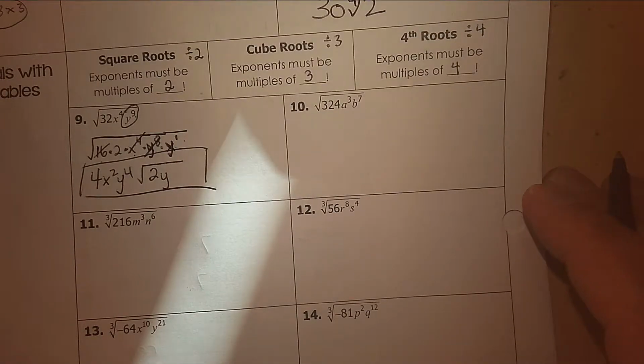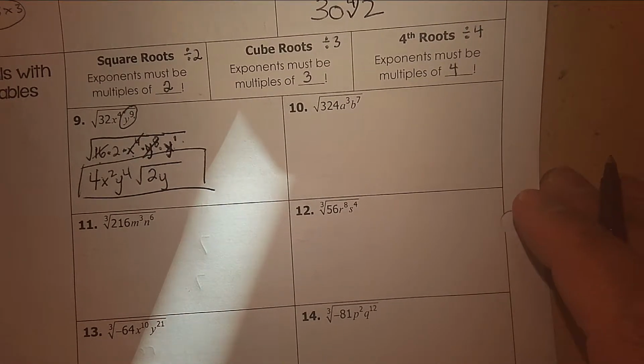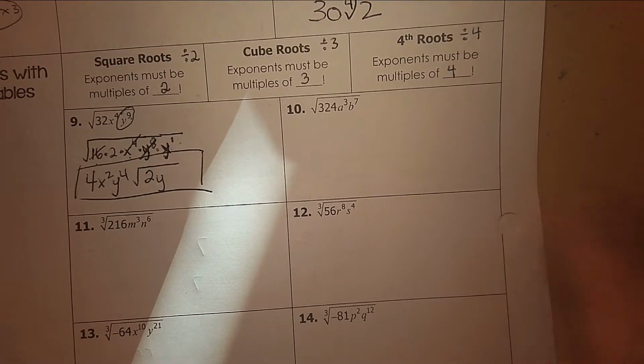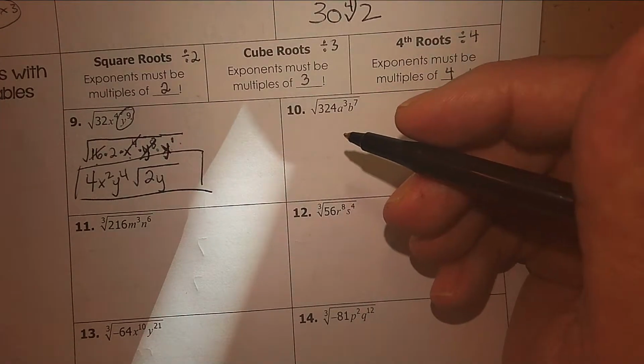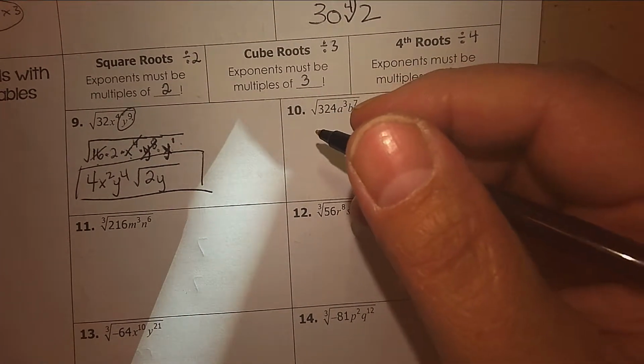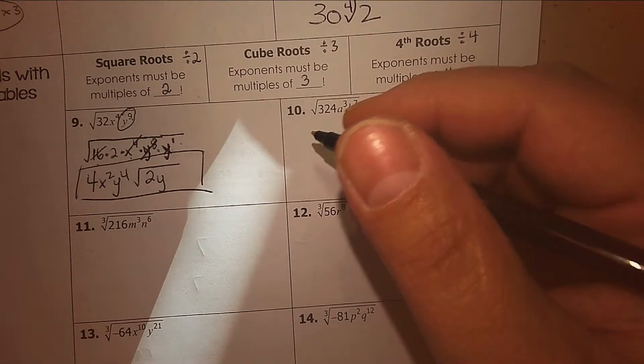Okay, we're going to do it again. You need to be a good listener. Number 10. 324.